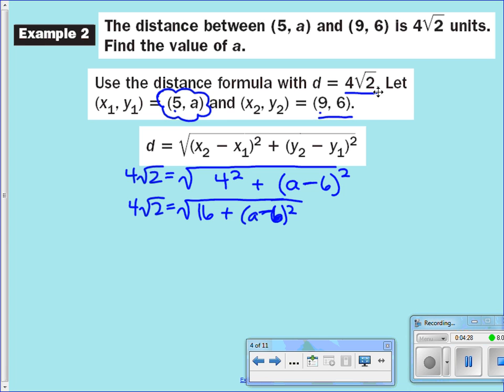I strongly recommend solving it my way. I need to get to that variable. The only problem is it's under this huge radical. Let's get rid of the huge radical by squaring it.